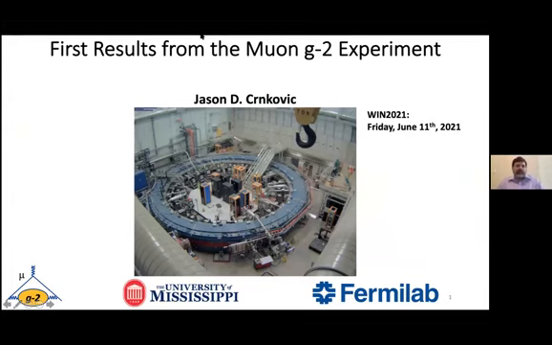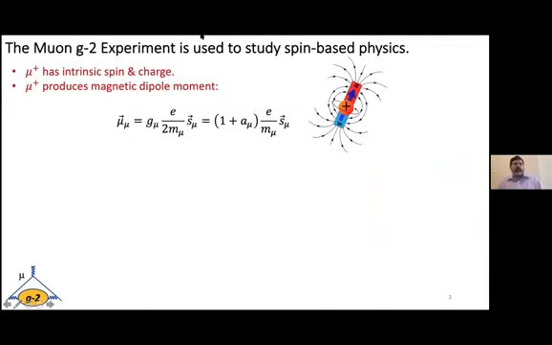Yeah, so first I'd like to thank the organizers for this opportunity to discuss this first result from the G-2 experiment. So the G-2 experiment is basically being used to study spin-based physics. Muons have intrinsic spin and charge, and so they produce a magnetic dipole moment.